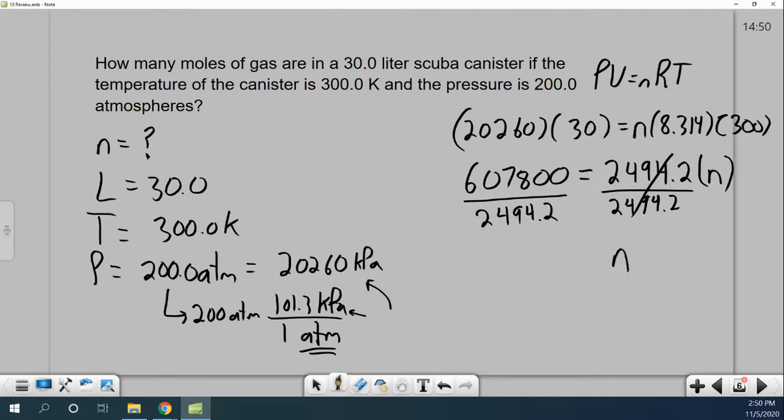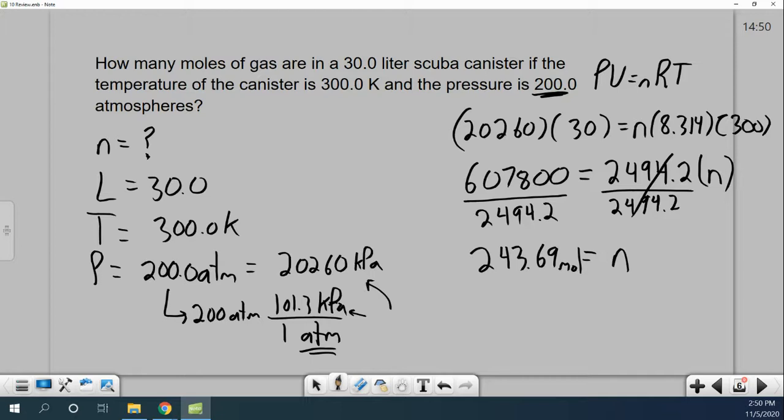And it turns out our number of moles, there are 243.69 moles of gas in this 30-liter scuba tank. So if you think about it, I got a scuba tank. I want there to be a fair amount of gas in here, right? I need to breathe this for a long period of time. So by pressurizing the thing to 200 atmospheres, that gives you lots of room to pack gas in.